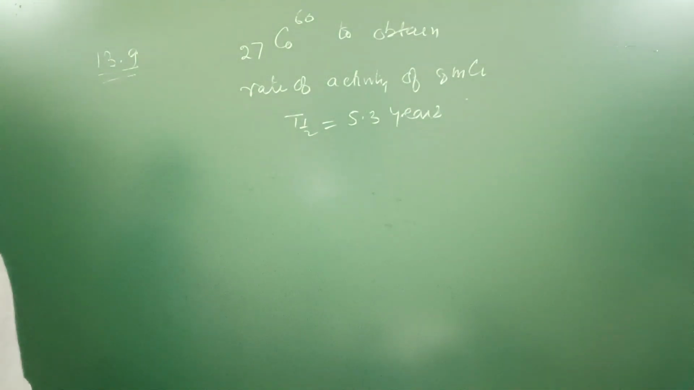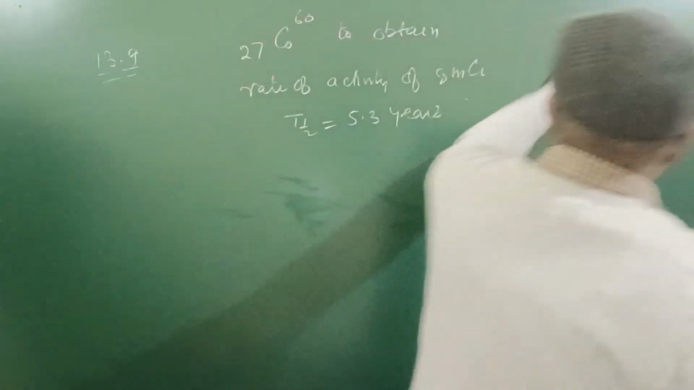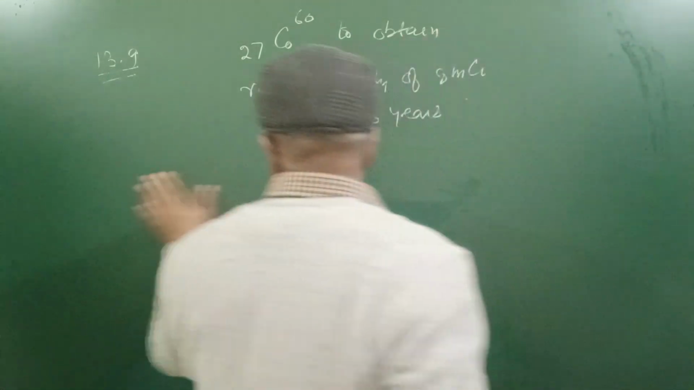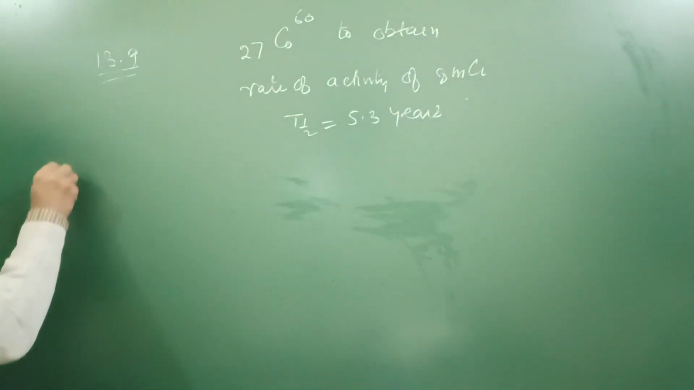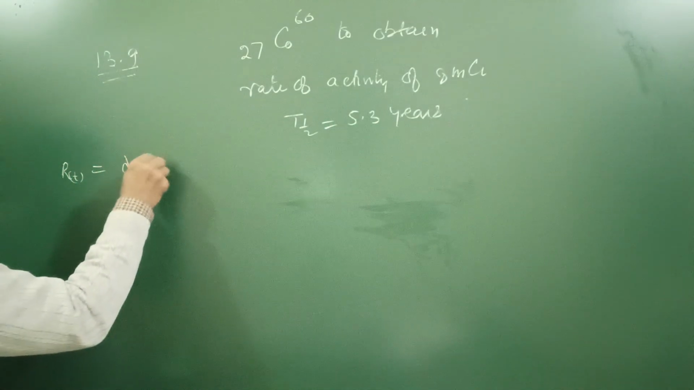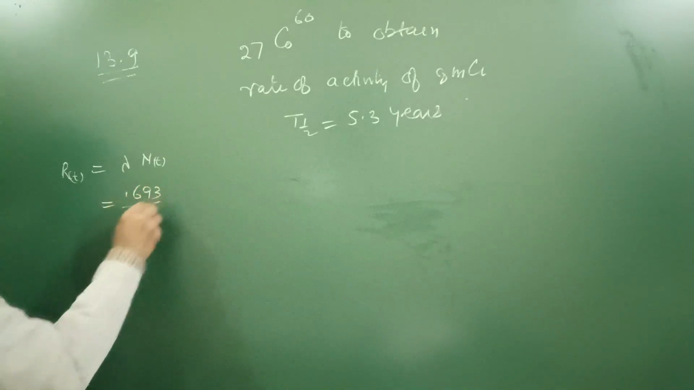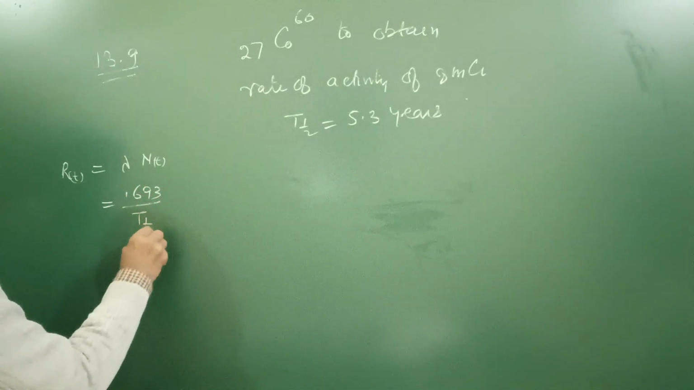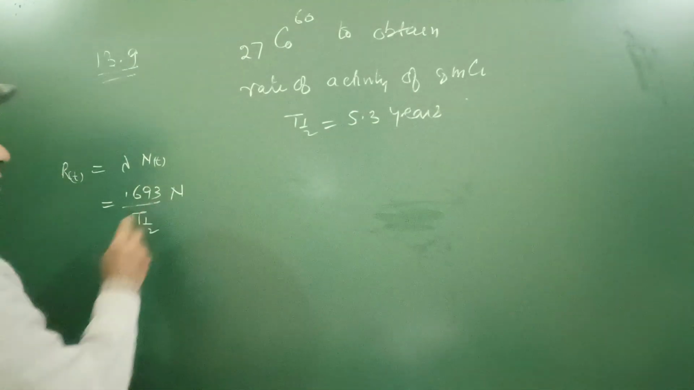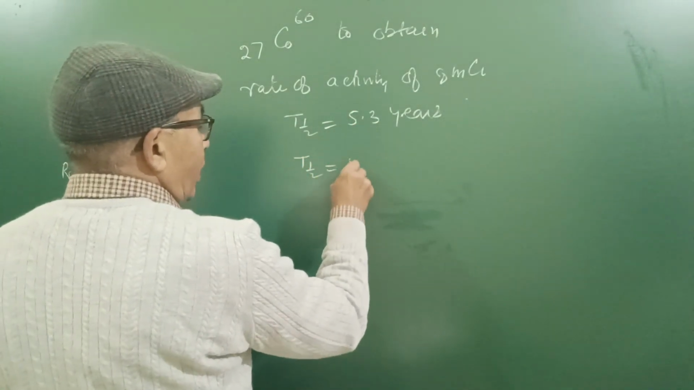So for students who never open the book or never listen to the teacher, this is a very difficult question, but it is a very simple question for you. I told you that R(t) equals lambda N(t), don't forget this. Lambda equals 0.693 upon T half, into N(t). Now T half here is 5.3 years.